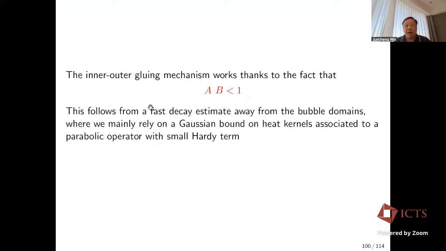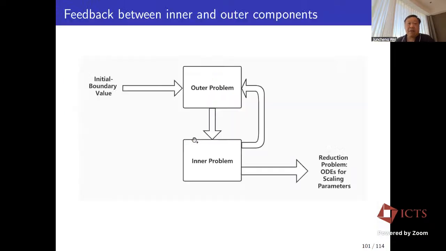And the main reason is the fast decay estimate from the bubble domains, which we mainly rely on a Gaussian bound on heat kernels associated to a parabolic operator with a small Hardy term. So this is the reverse in the outer problem now.